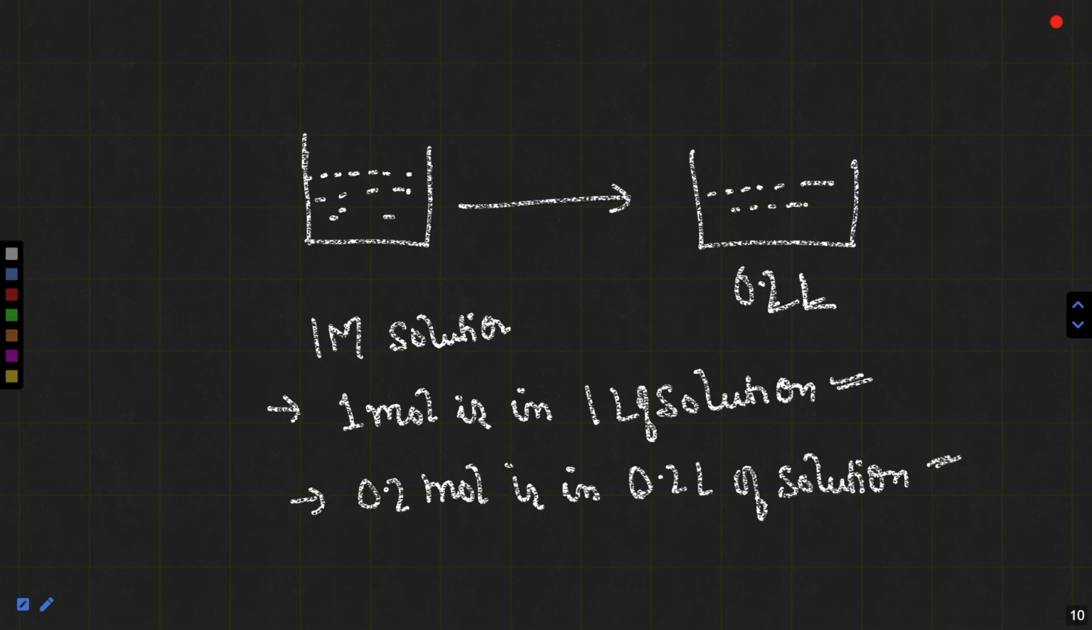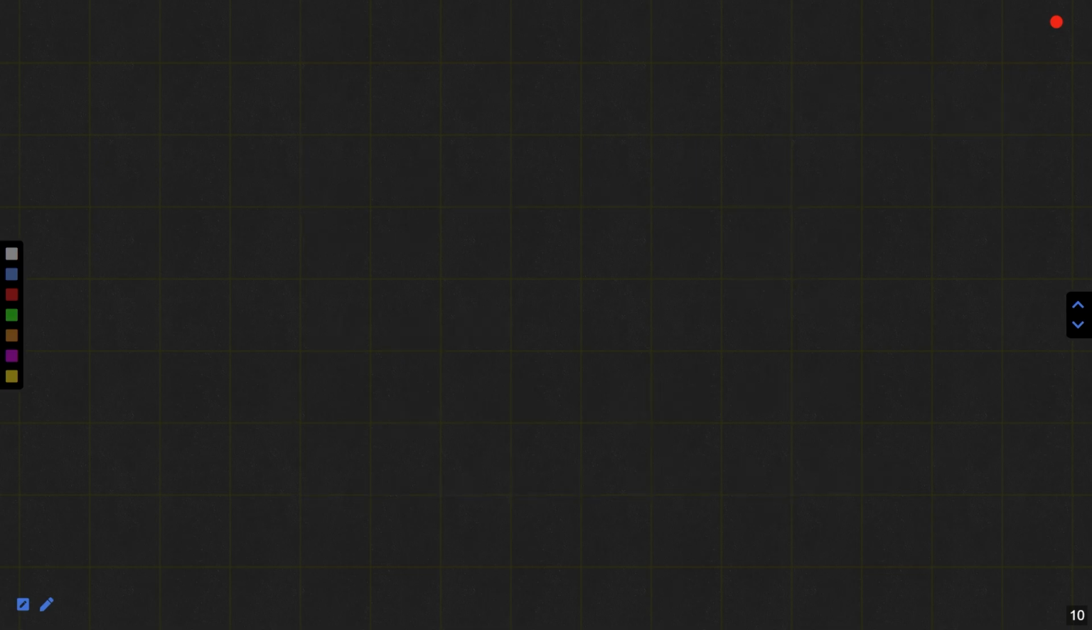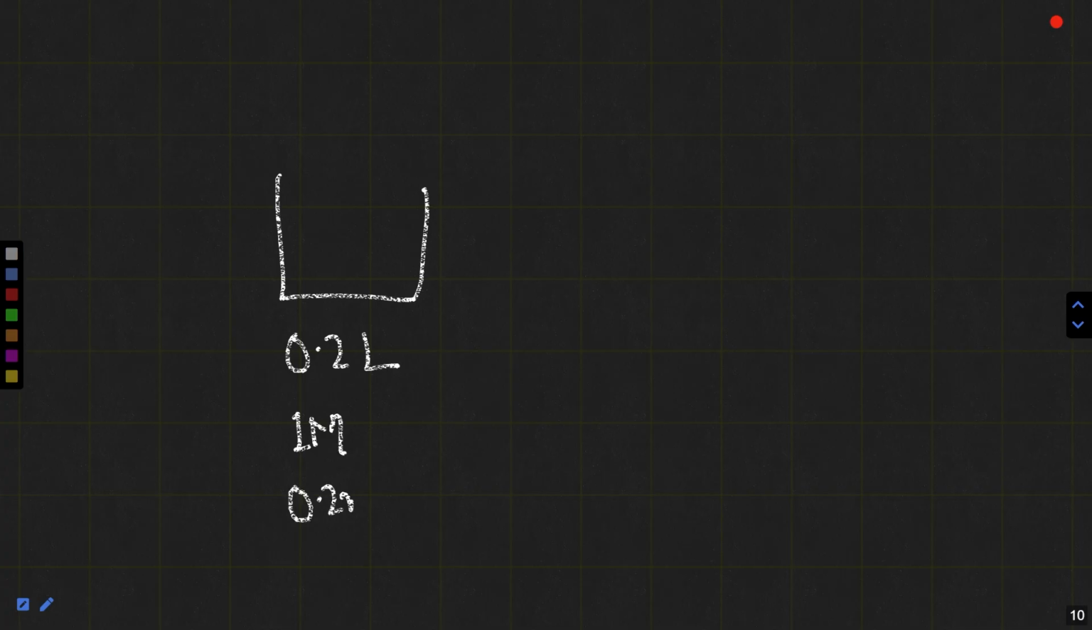So initially we have 1 molar solution, and by 1 molar we mean that 1 mole is present in 1 liter. Suppose we take 0.2 liters. That means 0.2 moles will be present inside it. Here we will have 0.2 mole of NaOH. Now we take that same solution whose volume is 0.2 liter, but the molarity is 1 molar. That means it has 0.2 moles of NaOH.